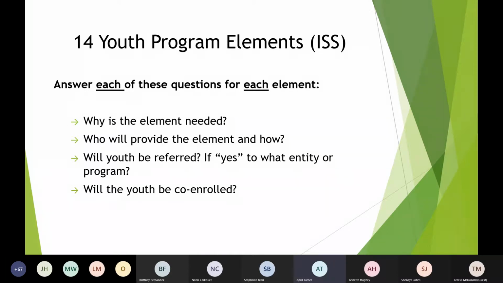Who will provide the element and how? If it's you, if it's another partner, if it's another entity, you list who's going to be providing it and what they're going to be doing and how they're going to be providing it. And then you can refer the youth to that entity and try to follow up with that youth if they are being helped by that program or by that entity.